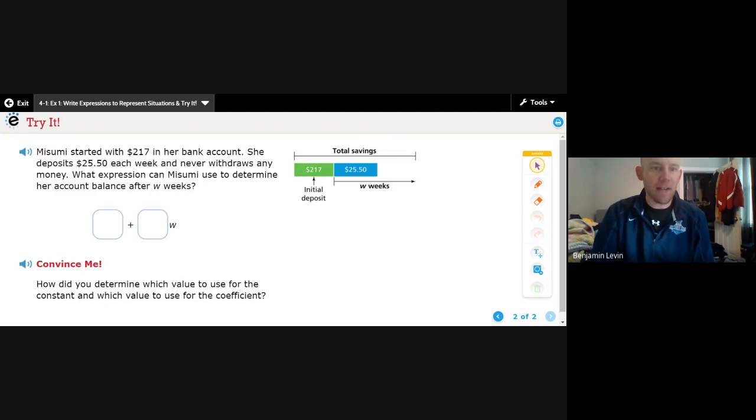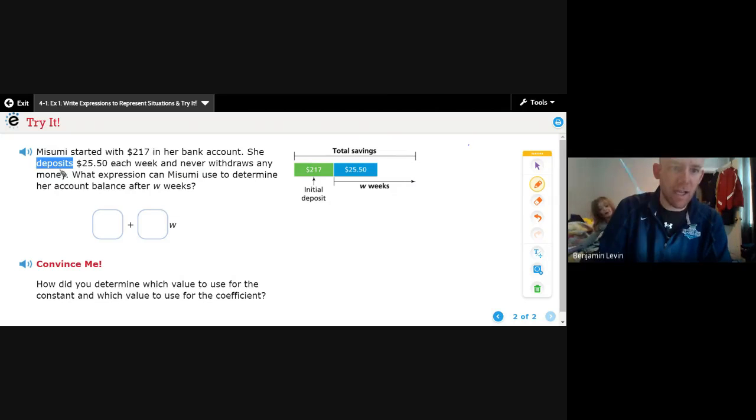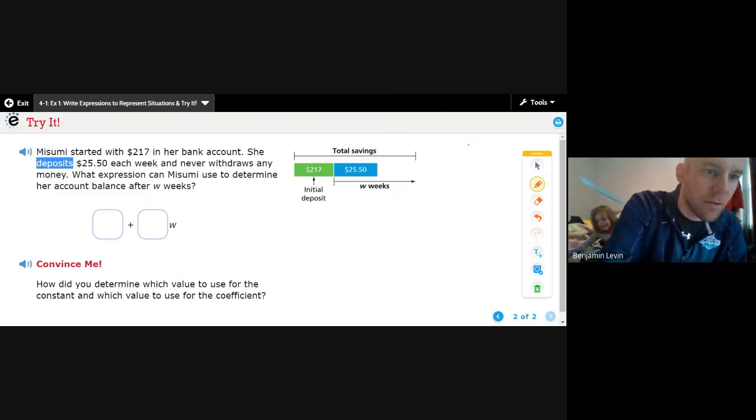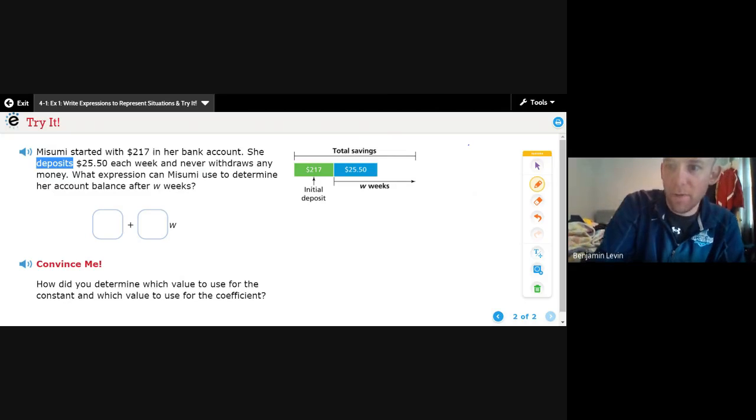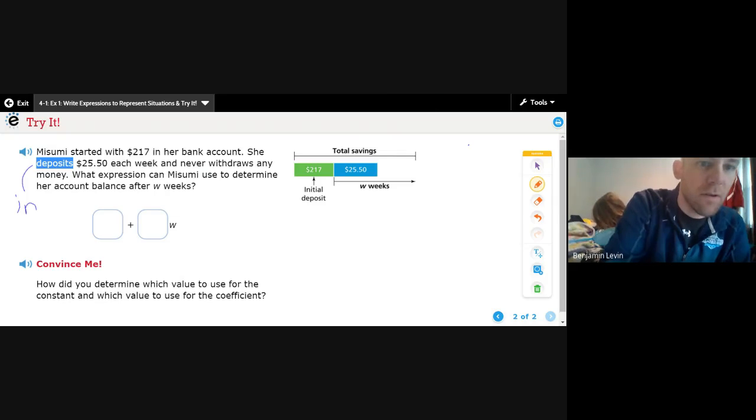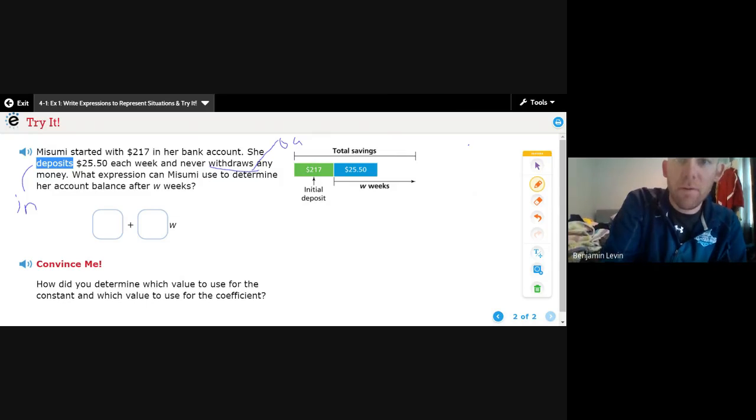If I am depositing, I am putting money in the bank, right? If I am withdrawing, that means I am pulling money out. If I withdraw, I pull money out. Deposit is in. Withdraw is out.